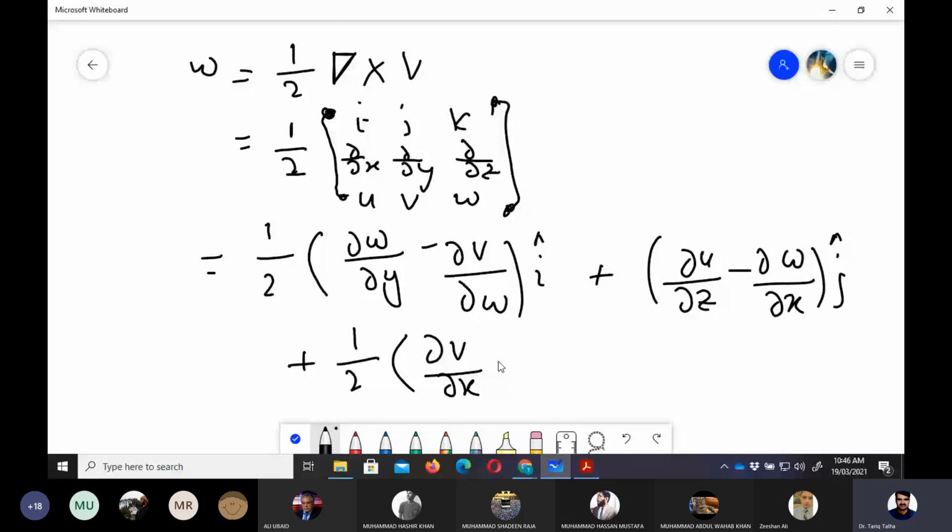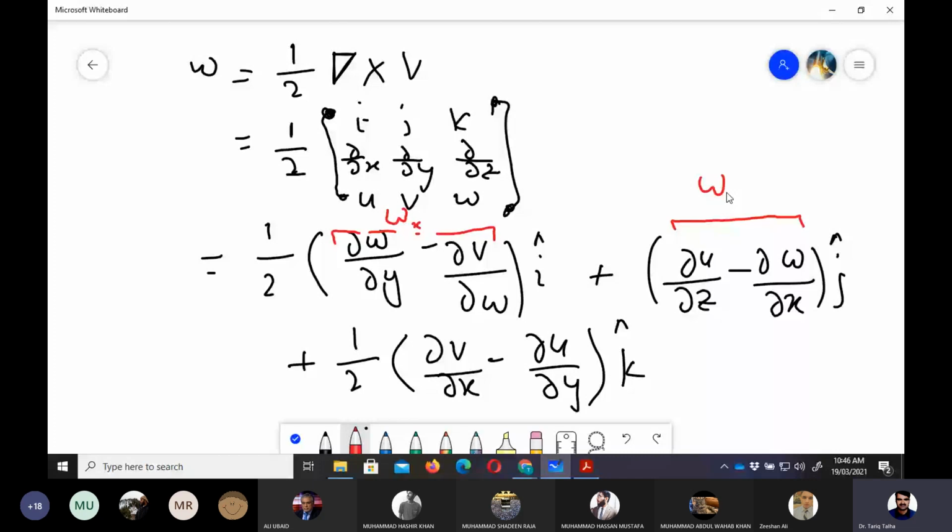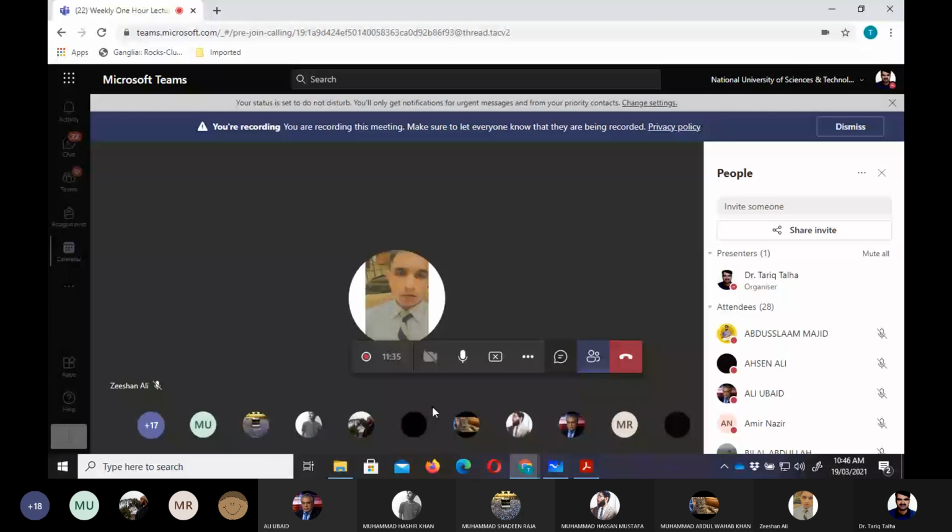So it means that this component is wx, this component is wy, and this component is wz. So is there any question up till this point? Any query? Okay. So it seems that everything is clear. So that is very promising.